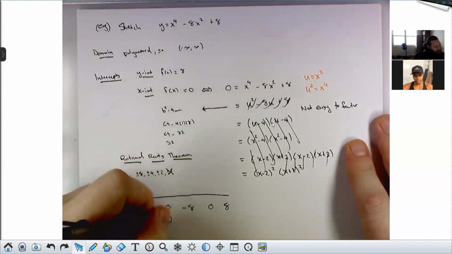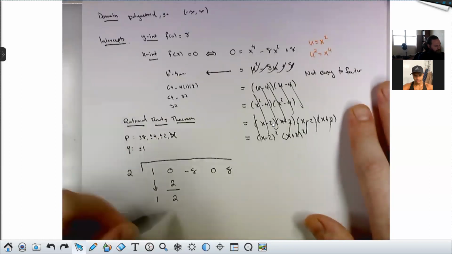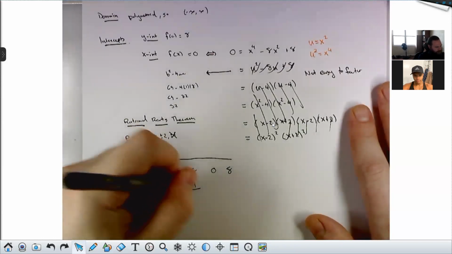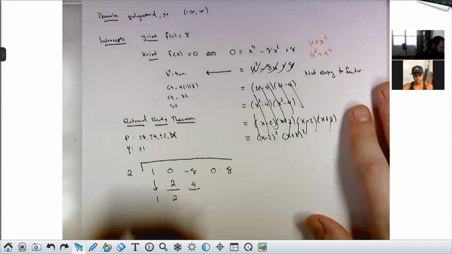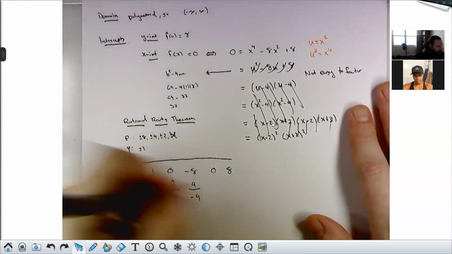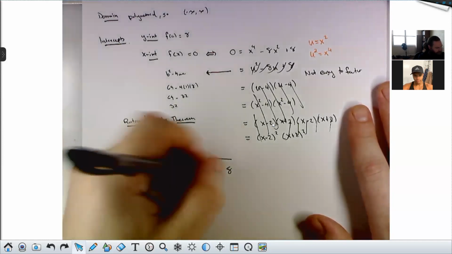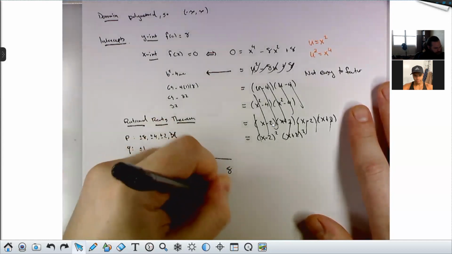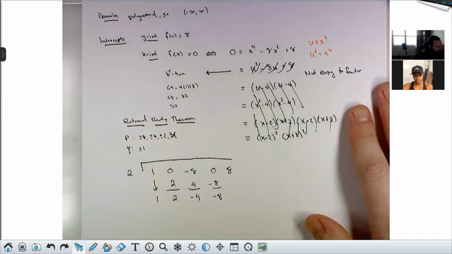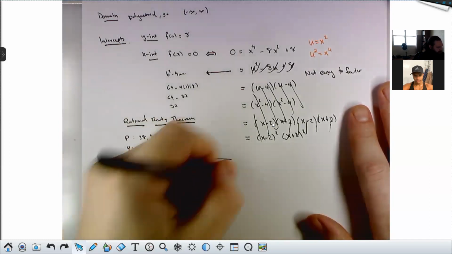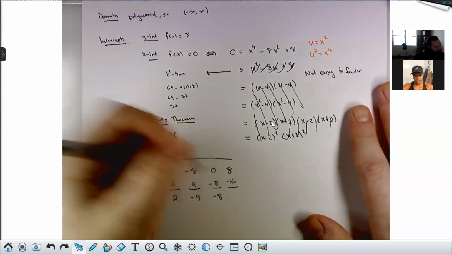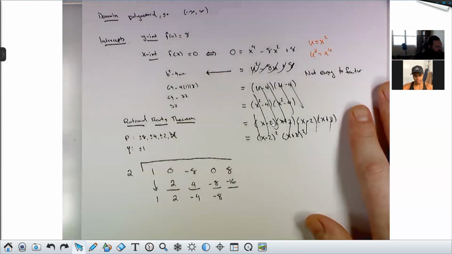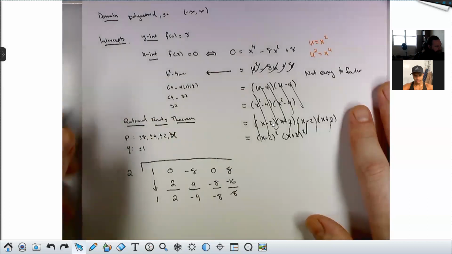2 times 1 is 2, 2 plus 0 is 2, 2 times 2 is 4, 8, and -8 and 4 is -4. 2 and -4 is -8. Plus 0 is still -8. 2 and -8 is not 0. Damn. It's -16. -8. So 2 is out.